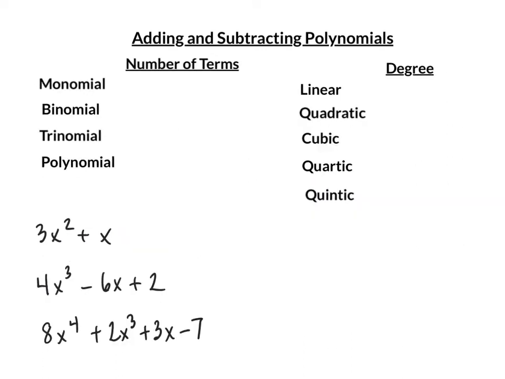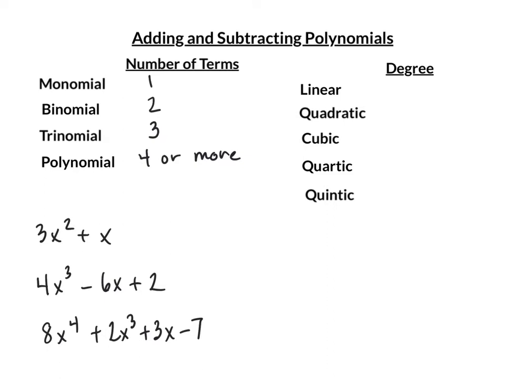We classify polynomials by the number of terms and the degree. Remember that terms are separated by addition and subtraction. If I have a single term, that is a monomial, one term. A binomial would be 2 terms. Trinomial would be 3 terms. When we have 4 or more, we just call it a polynomial, meaning many numbers.